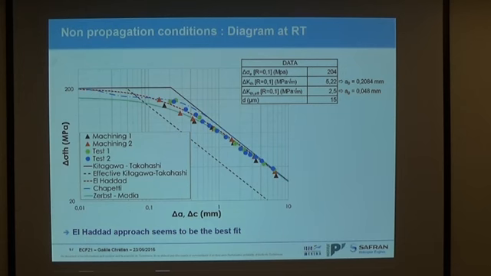Let's see some non-propagation conditions. So the Kitagawa-Takahashi diagram for TSSV at room temperature with a load ratio R of 0.1. In the diagram, you can see experimental data and the models presented previously with this parameter. So we can see that the LADAM and Zeus-Madia models fit the data quite well. But for the moment, we only use LADAM because it's the simplest and the best fit, the best compromise between the two.